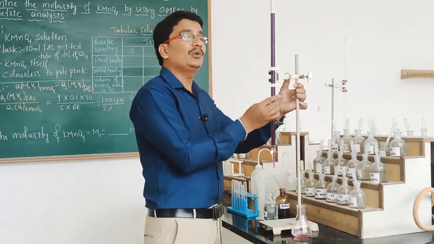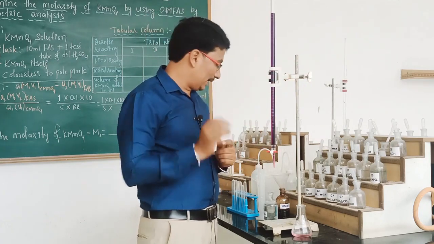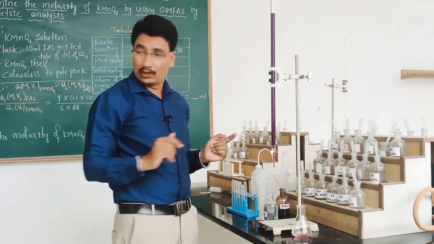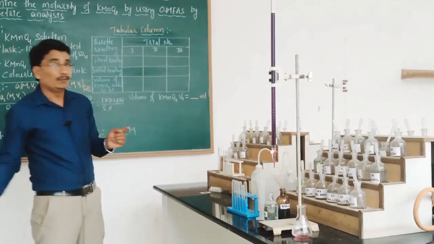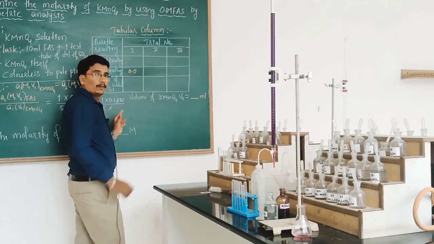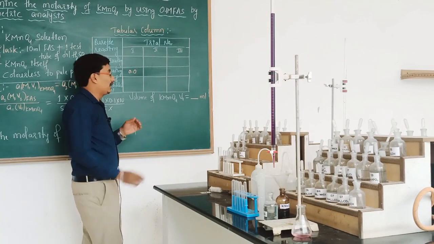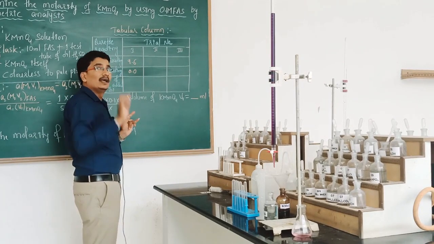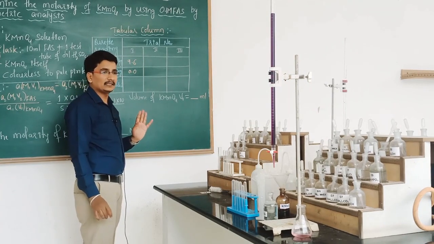That we have to report in tabular column. In the tabular column, the initial burette reading is 0. Therefore, we have to write 0 for initial burette reading. That is 0.0. Then the final reading we are getting is 9.6. ನಮಗೆ ಎಷ್ಟು ಬಂದಿದೆ burette reading? 9.6 ಬಂದಿದೆ. This is one trial.